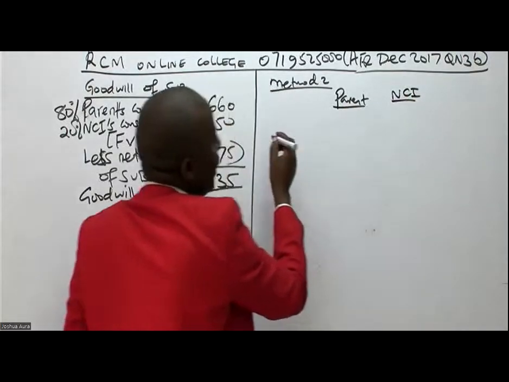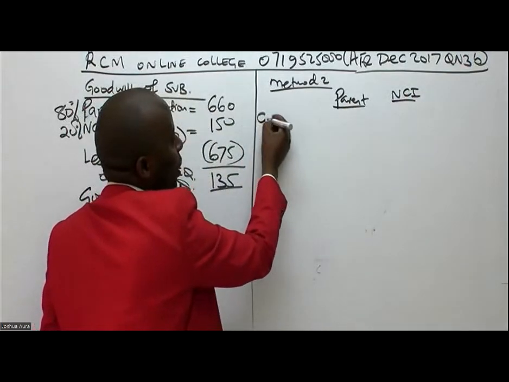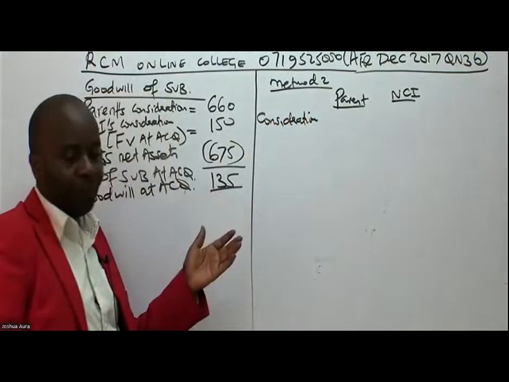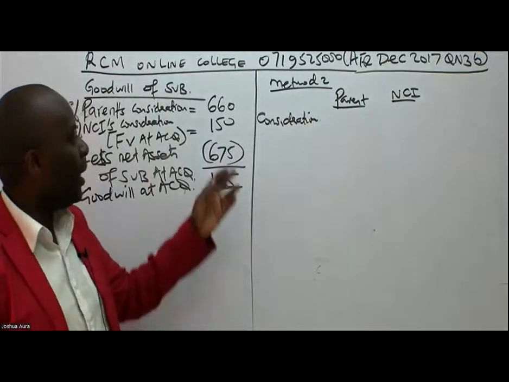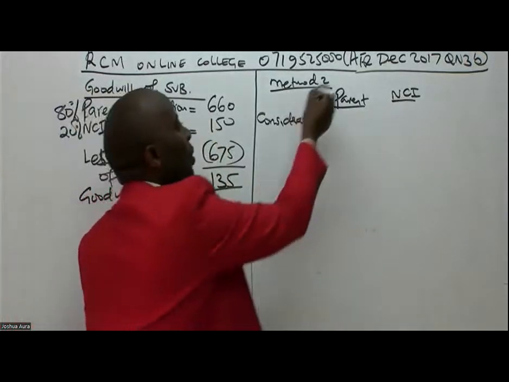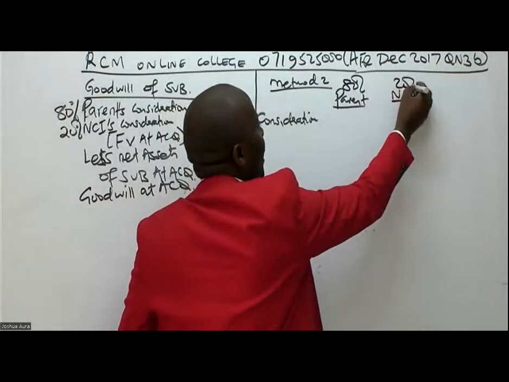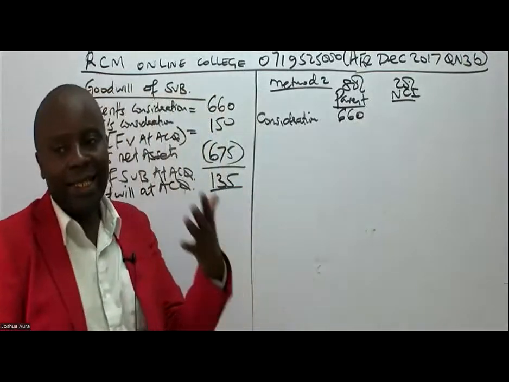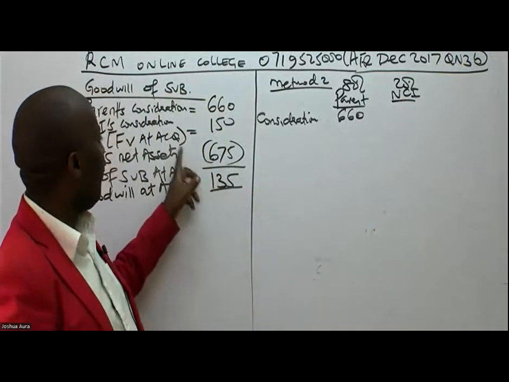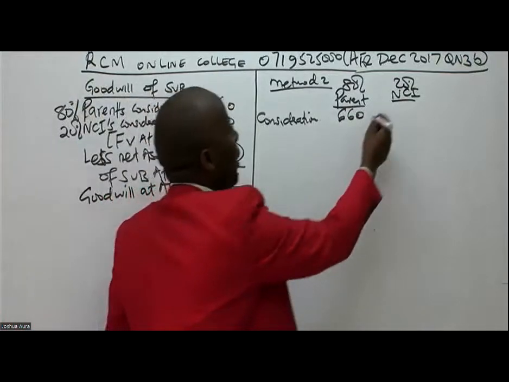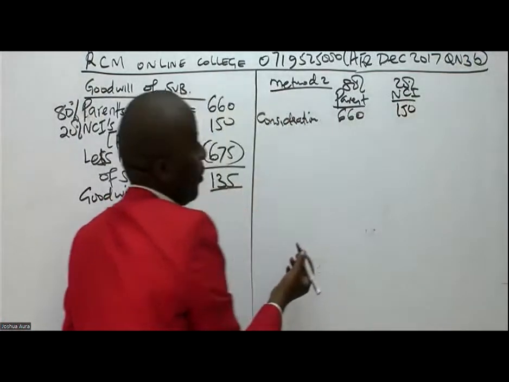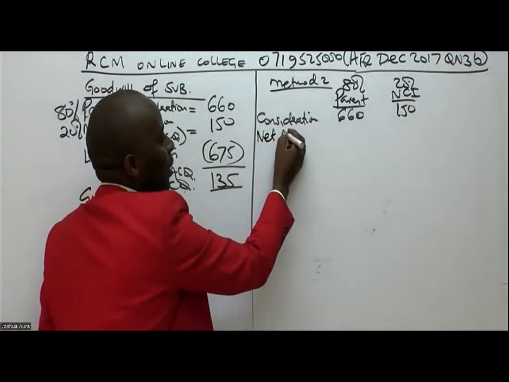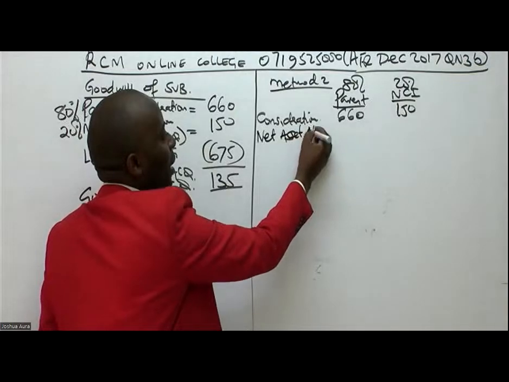So we start right away with the consideration. You're the ones who told me that the parent paid 660 for its stake, which is 80%. The NCI holds 20%, and the fair value of those shares as at the date of acquisition was 150. From there, we have net assets at acquisition.